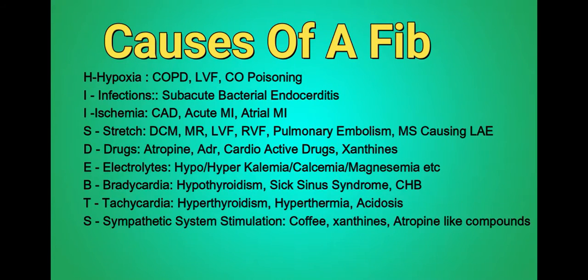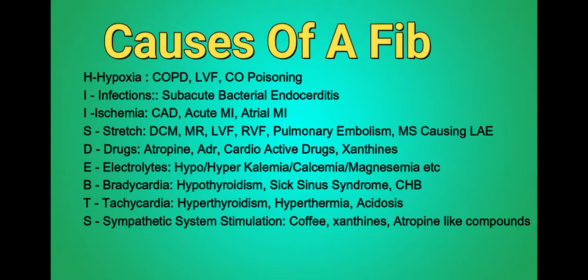For example, dilated cardiomyopathy, mitral regurgitation, acute LVF or chronic LVF, right ventricular dilatation, and pulmonary embolism. Now you might wonder how pulmonary embolism can precipitate atrial fibrillation. You imagine that there is a big clot in the pulmonary artery and causing back pressure changes on the right ventricle, it is dilating, and it causes pressure changes, the right atrium is dilating, and atrial fibrillation is ensuing from the right atrium. So like that.